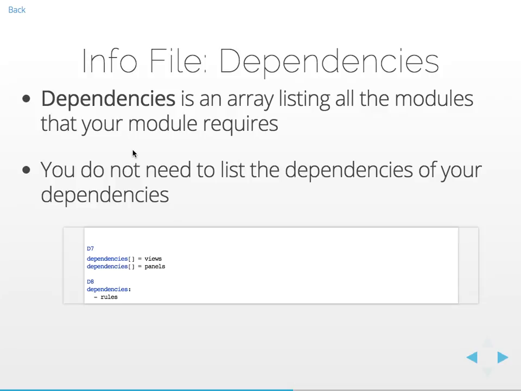Okay, dependencies. So this is where you'd list all the things that your module depends on. You don't have to do it recursively, so you just have to list your direct dependencies. So for example, just views, not views and ctools and everything else, because that would be insane. In Drupal 7, it's this pseudo array syntax for the info file, and in D8, it's YAML.